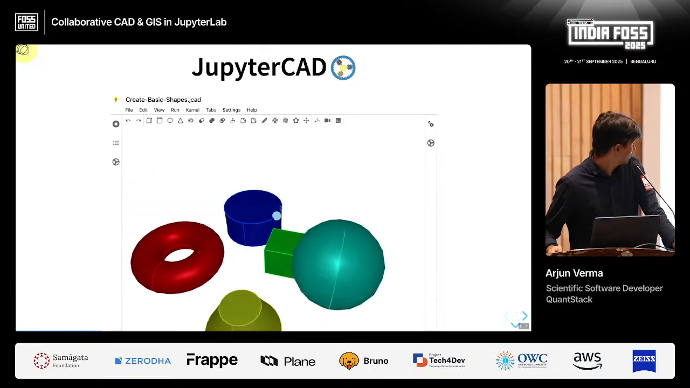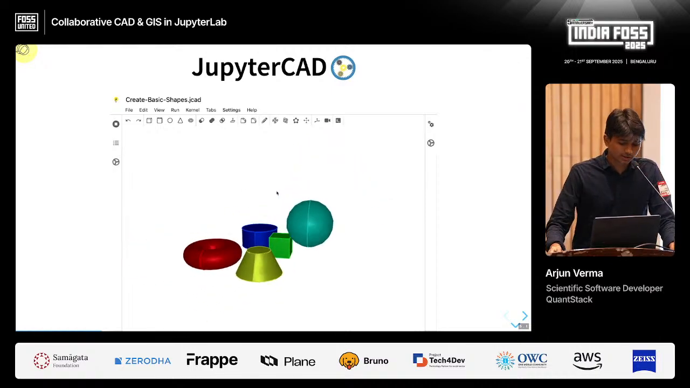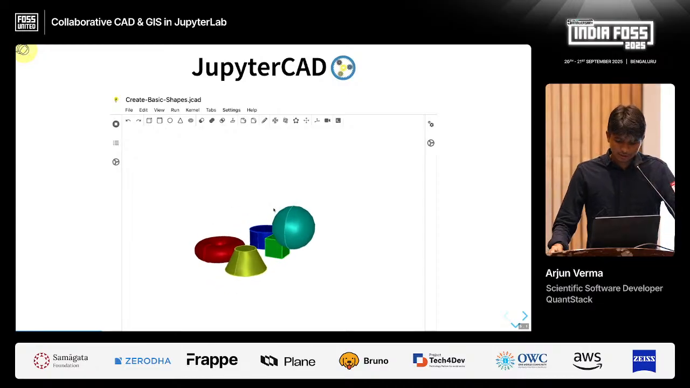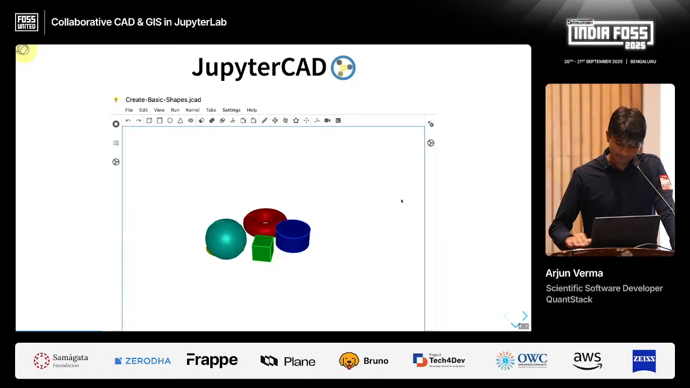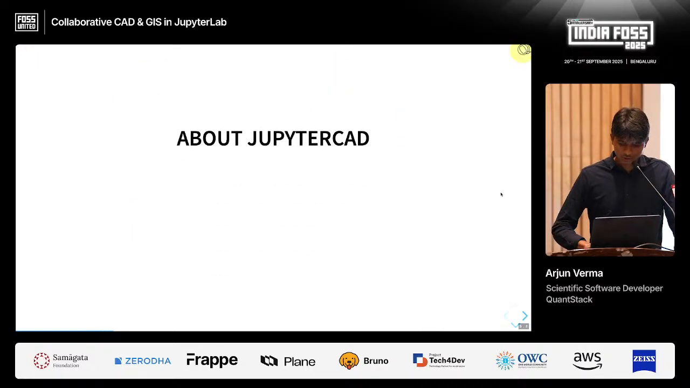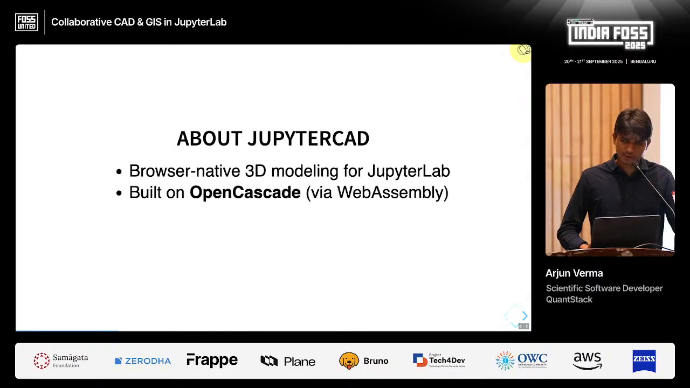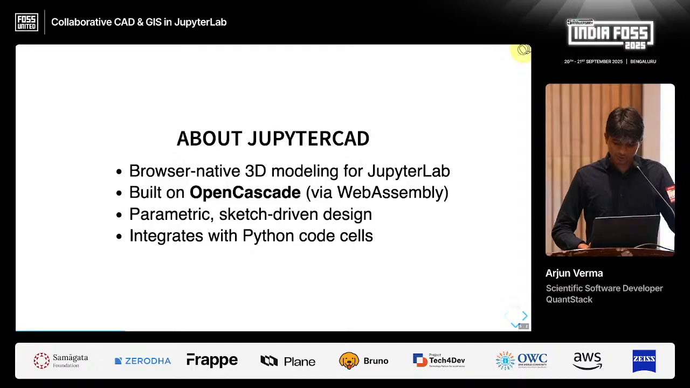I hope it's nicely visible. So this is JupyterCAD. I have embedded JupyterLite, which is a static application of JupyterCAD, over here, and you can see it working. Now we will see what more we can do with JupyterCAD. It is browser native 3D modeling for JupyterLab and JupyterLite, built on OpenCascade, a 3D engine which does all the processing in the backend. It is parametric, sketch-driven design and integrates with Python code cells as well.